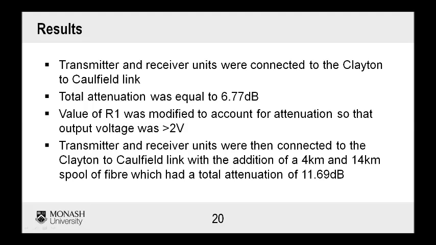Because of the attenuation, we had to modify the value of R1 so that the output voltage at the receiver was greater than 2 volts. This is because this is the voltage at which P-SOC distinguishes a 0 bit from a 1 bit.